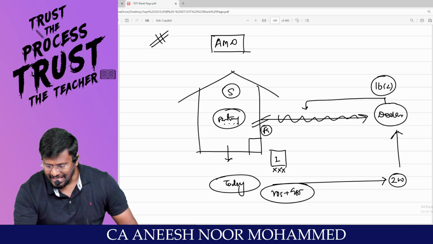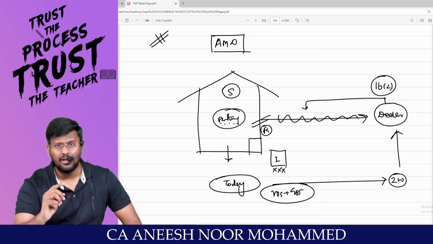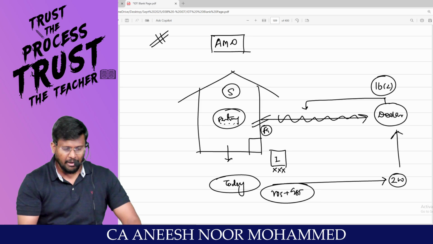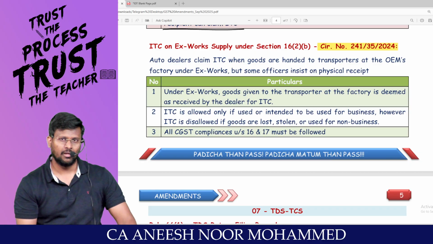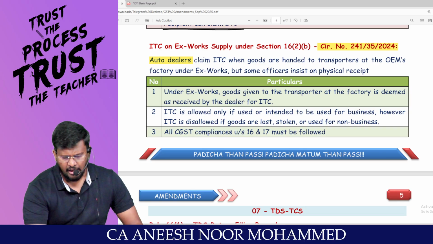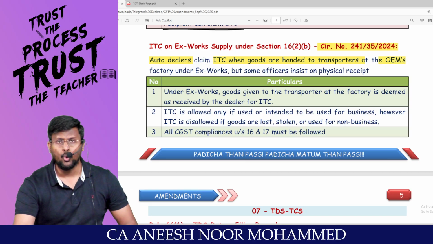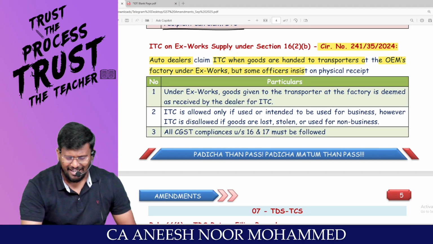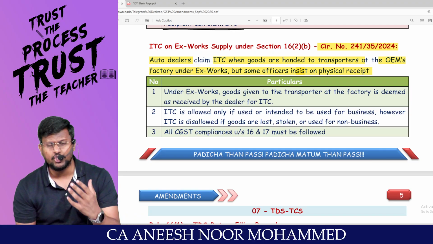So these dealers start claiming ITC once the factory dispatches the goods itself. Actually, it is against GST. But the department came up and said, okay, fine, we are understanding your pain. We, the government, are here to support the taxpayers. So auto dealers can claim ITC when goods are handed over for transportation at the OEM, meaning original equipment manufacturer, factory under ex-works, but some officers insist on physical receipt. This was the issue going on.